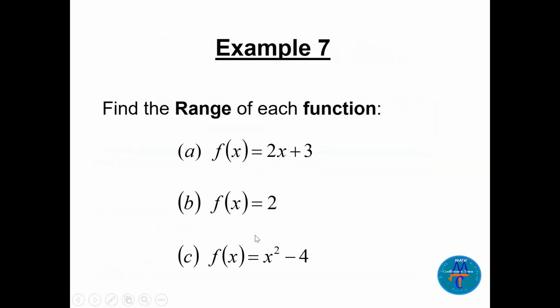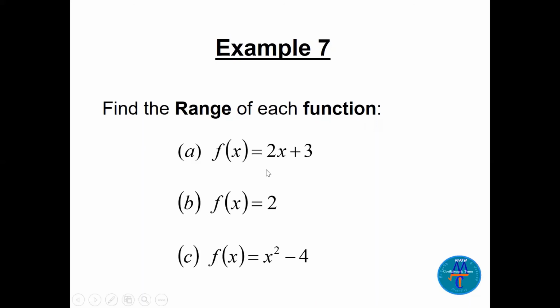Let's see now 3 examples in example 7, 3 parts, A, B, C. Find the range: f of x equals x plus 3, f of x equals 2, f of x equals x squared minus 4. A little advice here, not big advice, little advice. If you have the graph, or you can graph it, it's easier to find the range. We will see that in lecture 29 coming. We will graph it, or the graph is there. Easier, I will tell you a method to find the range.